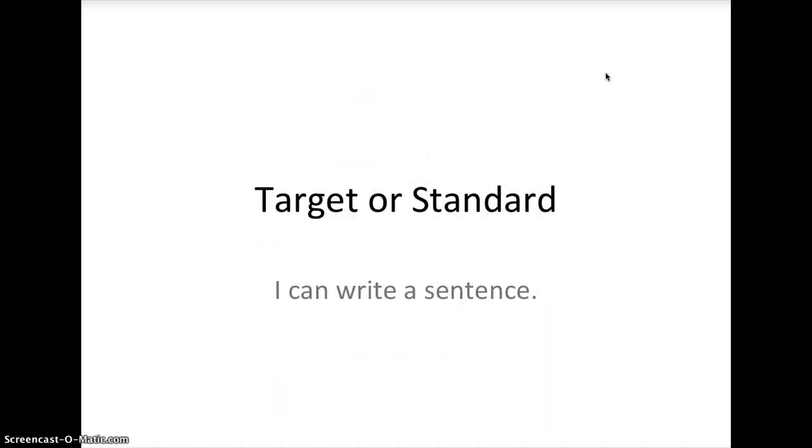Now, when you start your learning cycle, your teacher is going to give you a learning target or a standard. Now, target and standard basically mean the same thing, but every teacher likes to decide whether to use the word target or standard. So you can ask your teacher which one he or she prefers. An example of a target or standard might be something like, I can write a sentence. It could be something like, I can add numbers, or I can read a book. Anything that you are trying to learn. So first we start with a target or standard.